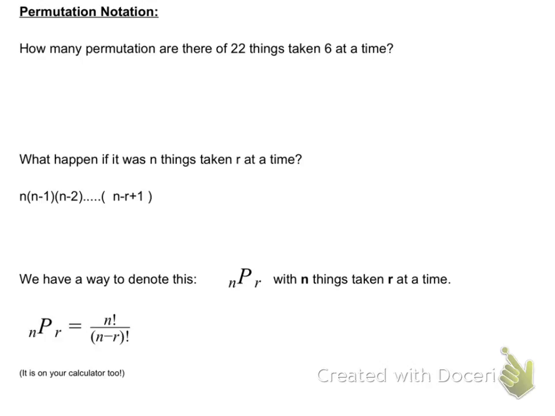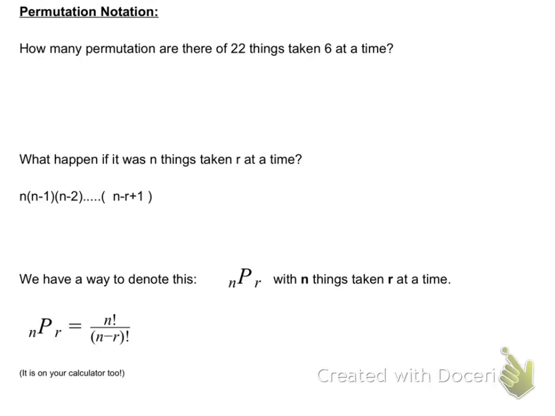Permutations, guys, are taking things out of a group. So randomly reaching into a basket to grab something out. Choosing people for a team. So like we got about 30 people in our classroom. If I only get to choose 5 of you, how many different combinations or permutations can I have?